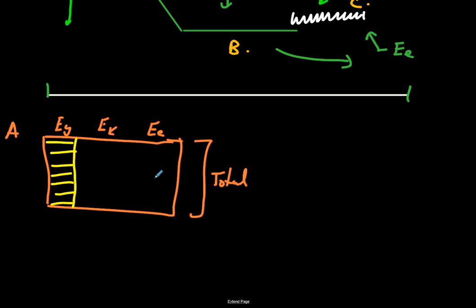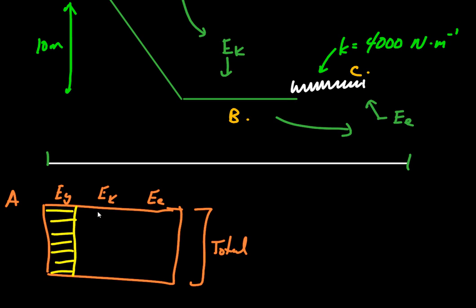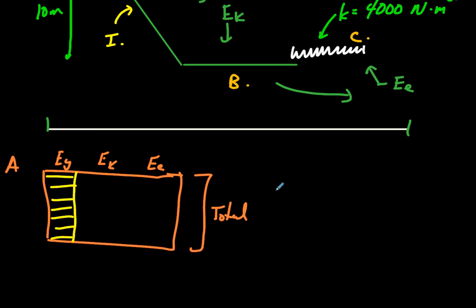There's 0 Ek, it's not moving, and the spring is not compressed at all. So at the beginning, at point A, we have a graph that looks like this. Then we release it. So let's call this point I. So it's like halfway down, right? Halfway down, it's got some velocity, and it's lost some Eg, right? But it hasn't lost all of it, and it will be going faster later when it loses more Eg.